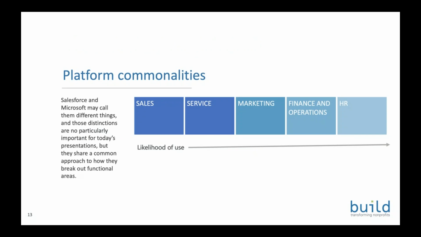I want to share a little bit of context about what Microsoft and Salesforce share. And I'm sharing this because not everyone in attendance may understand that when you're thinking about a platform, there's actually parts of the platform that you may need to license separately.